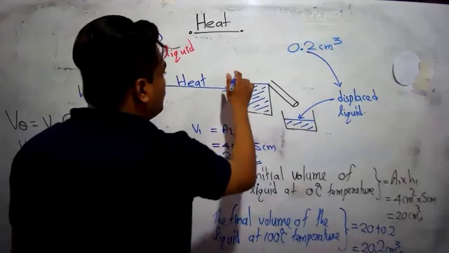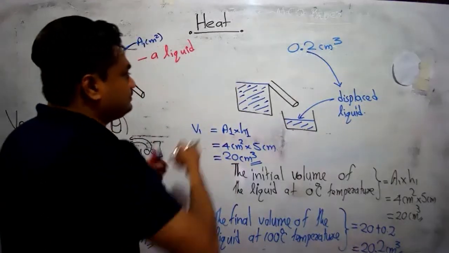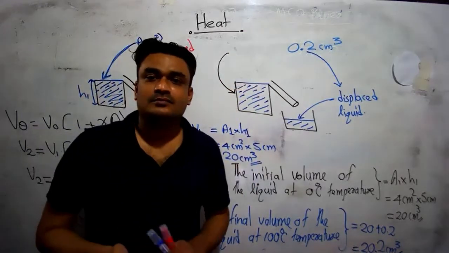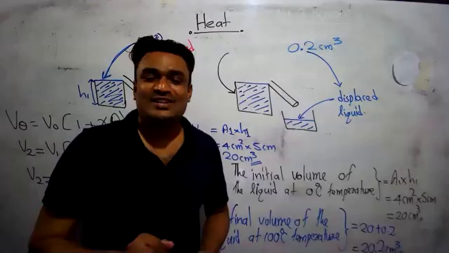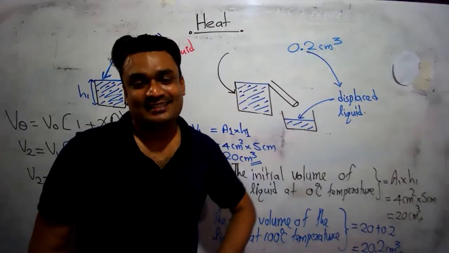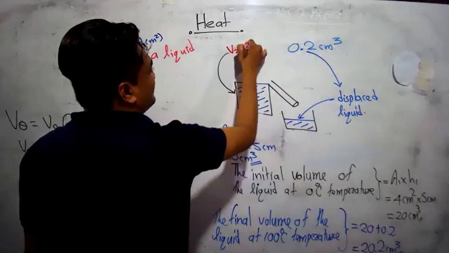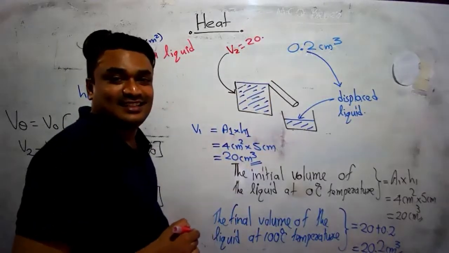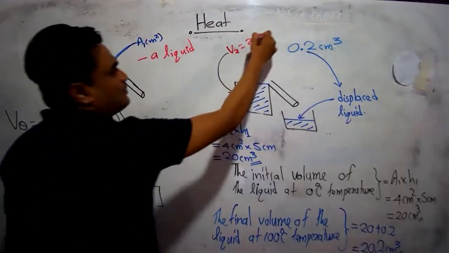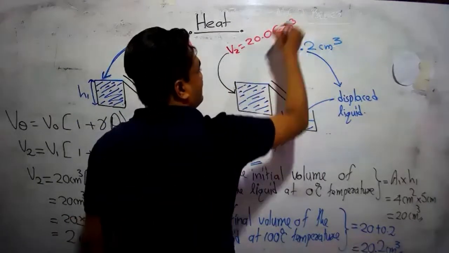Somebody unmute the mic and tell me the volume of this section of the vessel. Somebody please tell me. You know the rule, right? You know the law. If you are silent, I will also be silent. 20.06 cubic centimeter. That is V2, that is 20.06 cubic centimeter. We should not worry about this last 0.